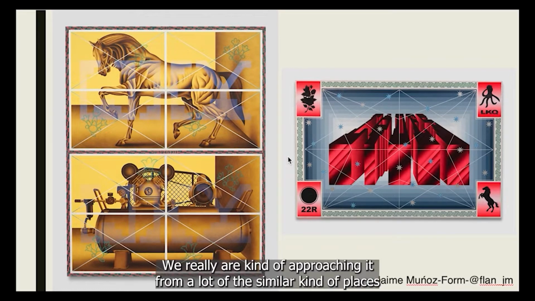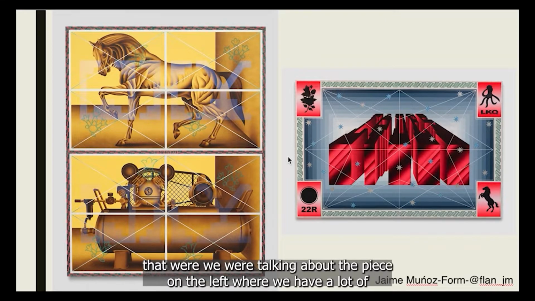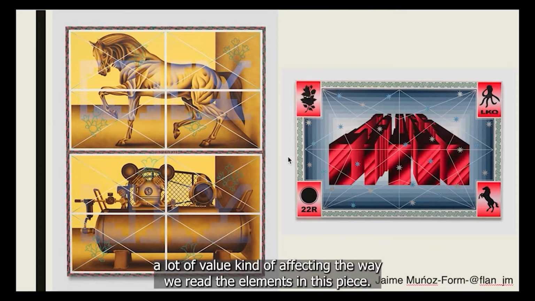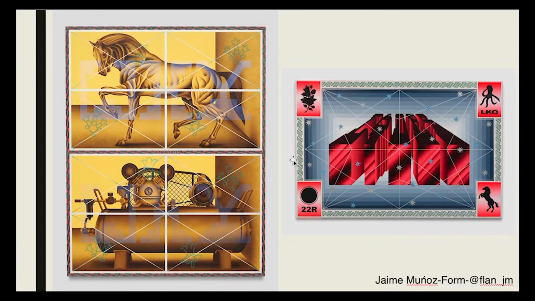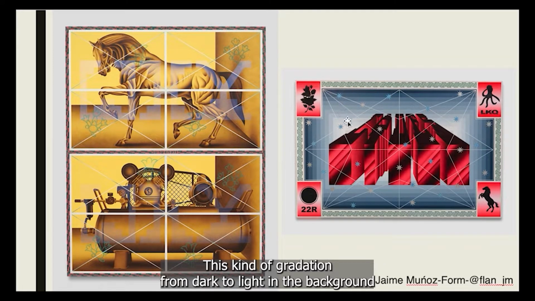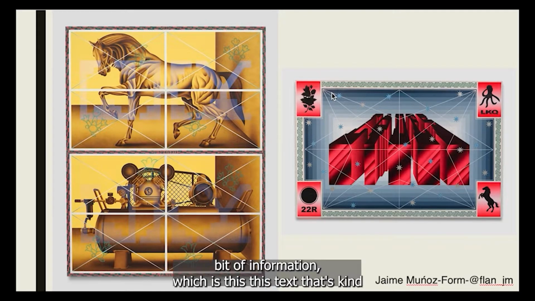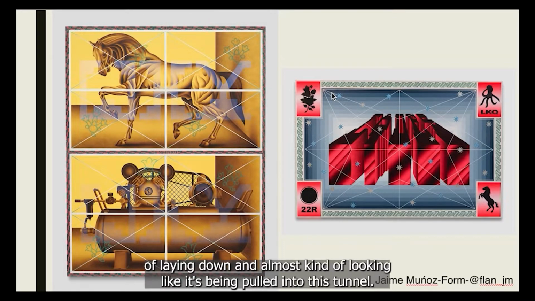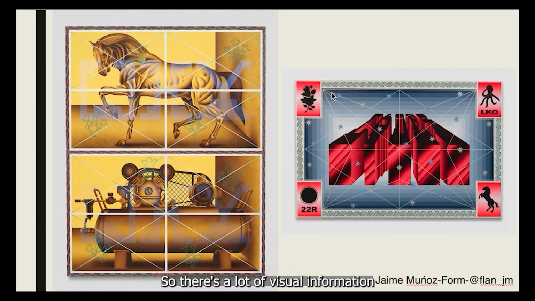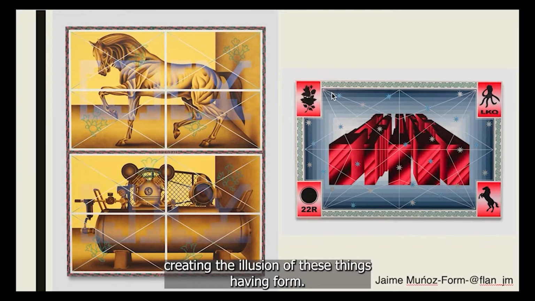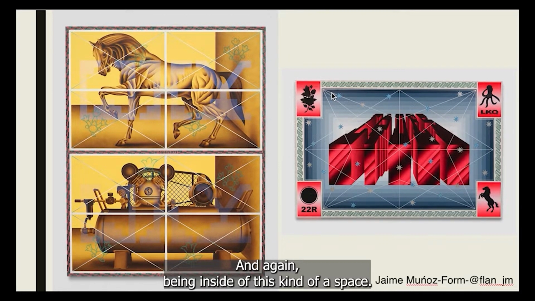With the piece on the right, we really are approaching it from a lot of the similar places that we were talking about with the piece on the left, where we have a lot of color interplay, a lot of value affecting the way we read the elements in this piece. This gradation from dark to light in the background creates this tunneling effect, which pulls us into the space. And then we have another bit of information, which is this text that's laying down and almost looking like it's being pulled into this tunnel. So there's a lot of visual information and a lot of relationships that are an interplay throughout this composition that are creating the illusion of these things having form and again being inside of this space.